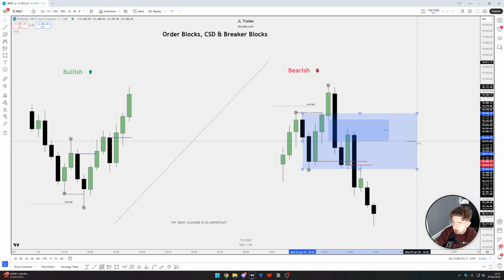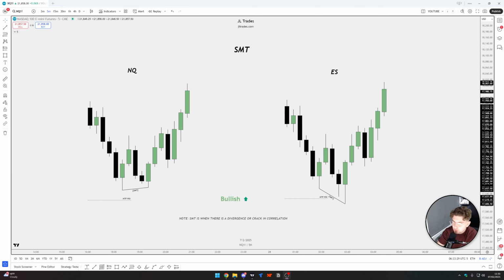This would be our bearish break block. Once you get that closure below this wick, it then signifies the bearish break block. So SMT is really simple.